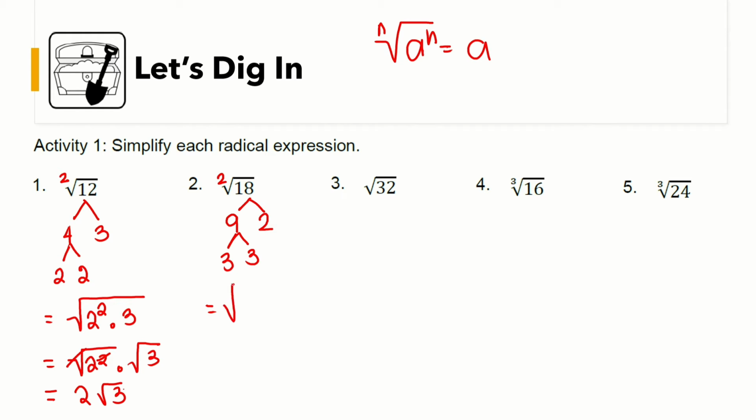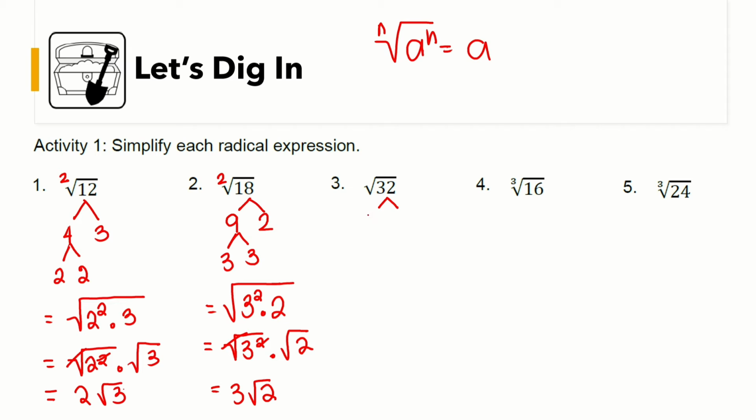So we have here the square root of 3 squared times 2. Then applying the product law of radicals, we have the square root of 3 squared times the square root of 2. So cancel this out, then the answer is 3 square root of 2. Okay, let's proceed with example number 3. Again, you can use other factors as long as the product is equal to the radicand.